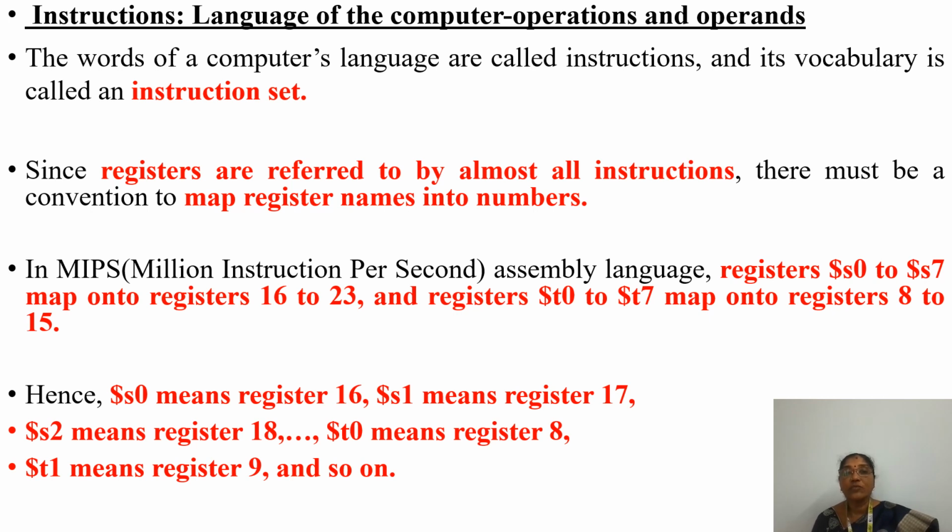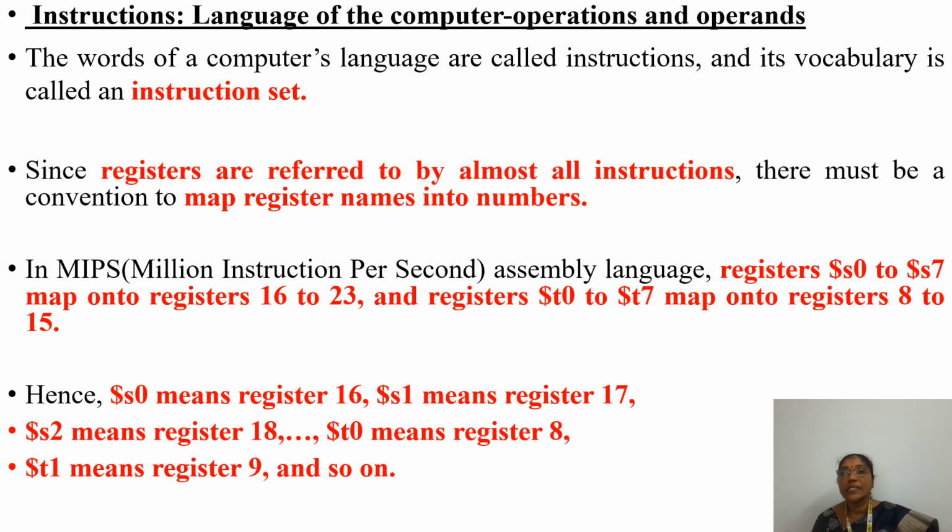If it is $S1, it is mapped onto the number 17. Whereas if you have $S2, the number is mapped onto 18. So likewise we are going to map the numbers. If you have $S7, it is mapped onto the number 23.